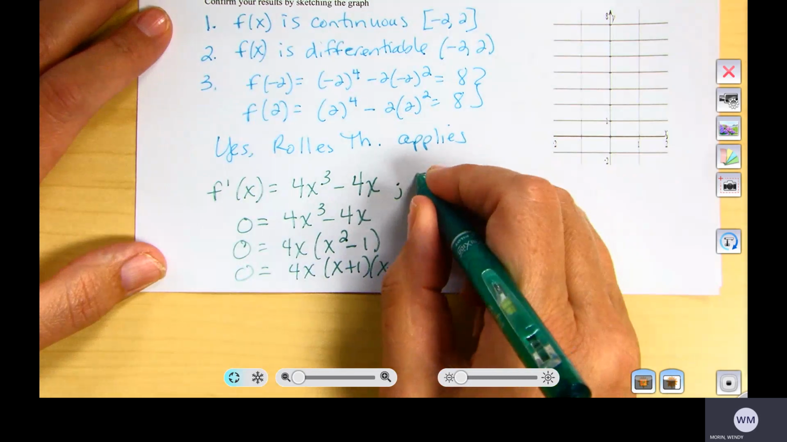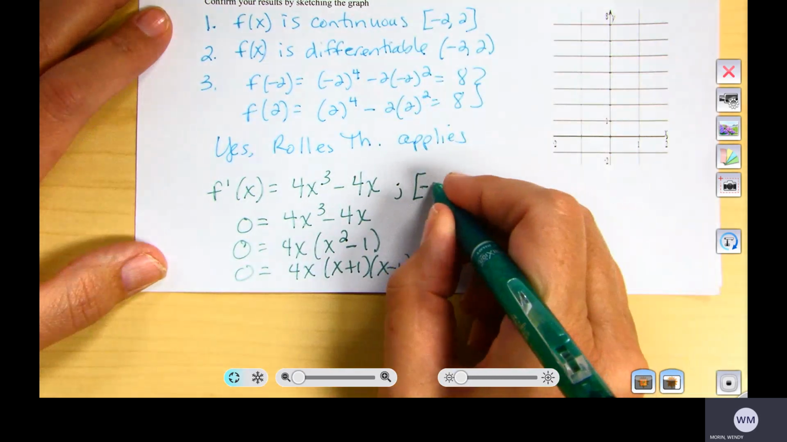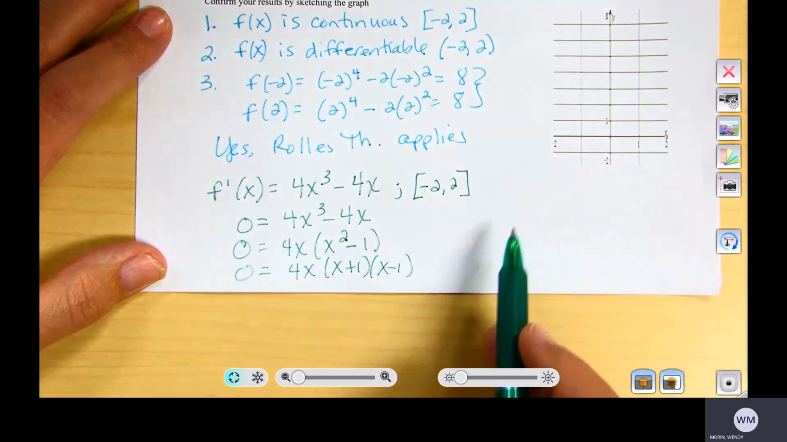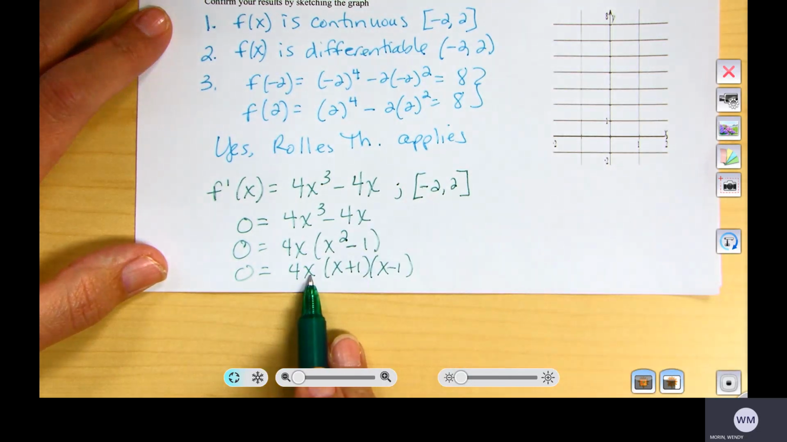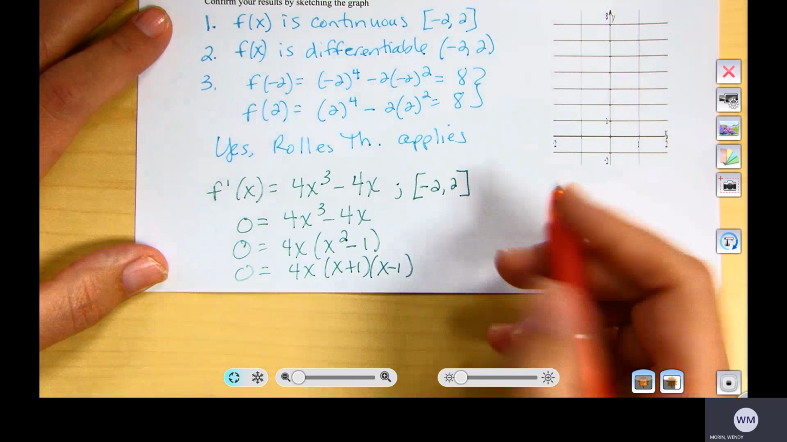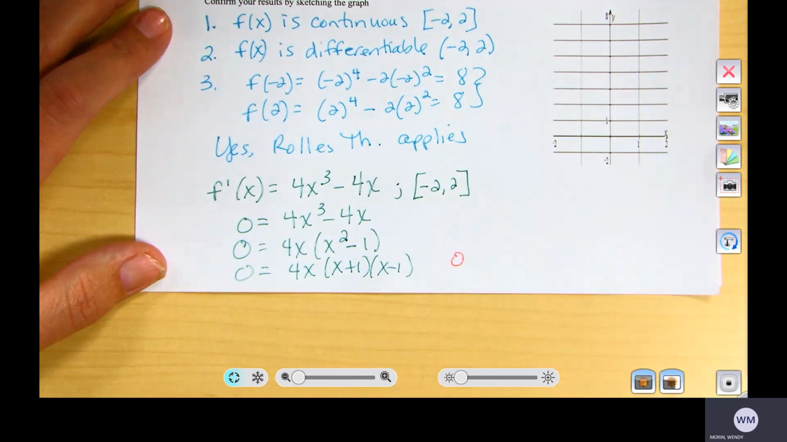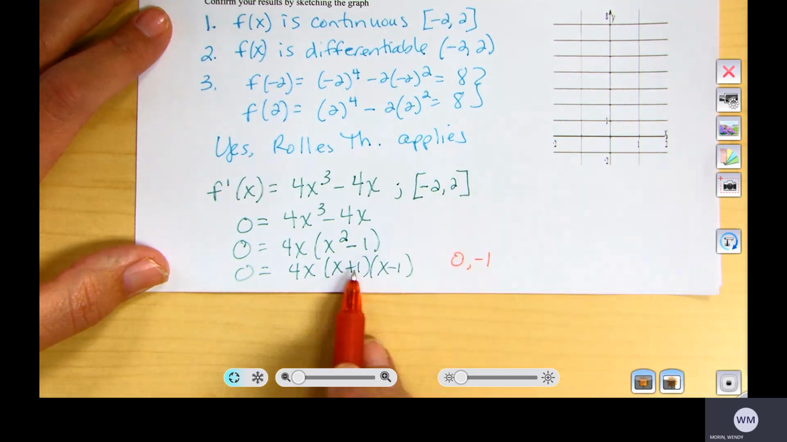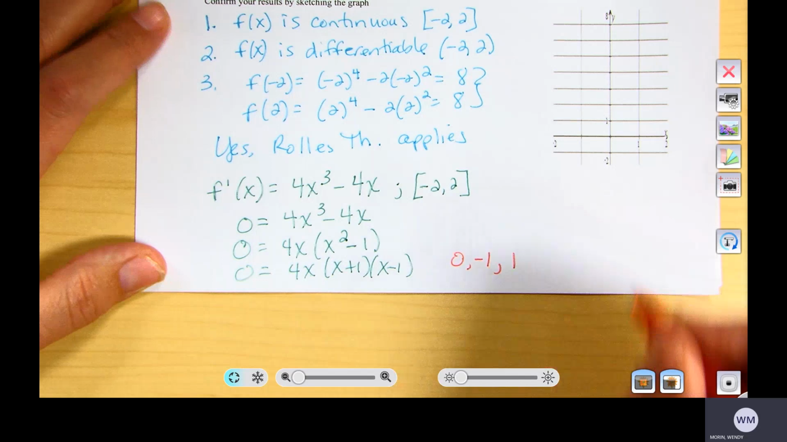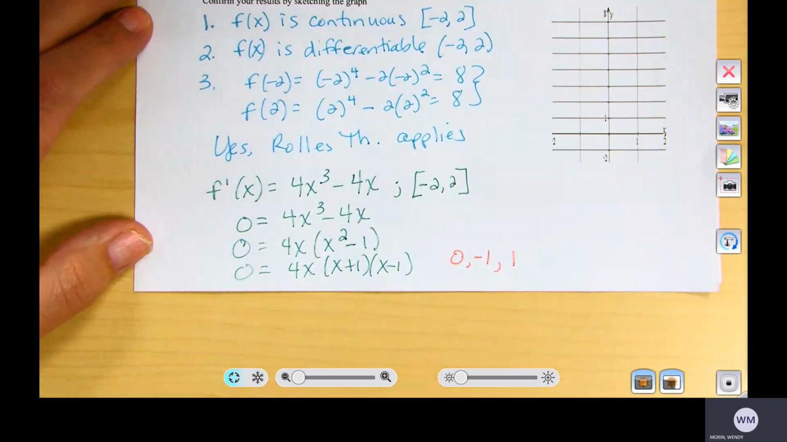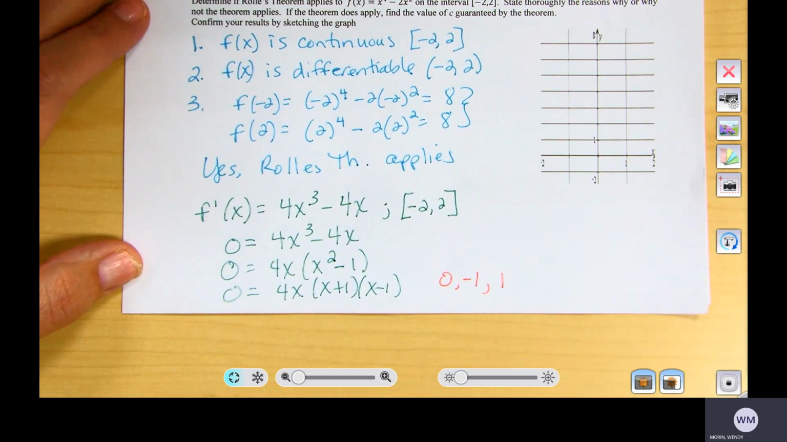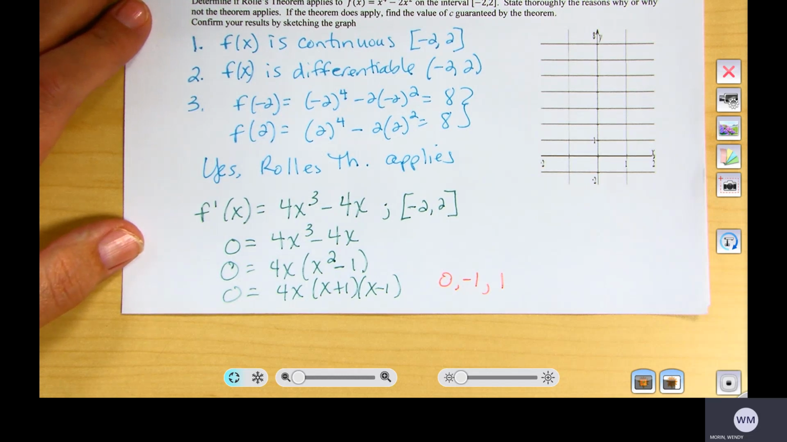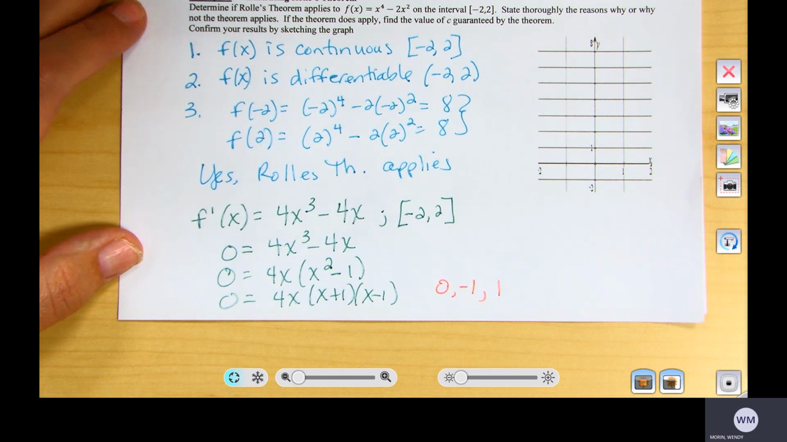However, we only want the answers from -2 to 2. So this is 0. Right? This is -1, which is in our interval. Don't give me answers out of the interval. And then 1, which is also in our interval. So there's actually 3. Okay? That's where your first derivative is equal to 0.